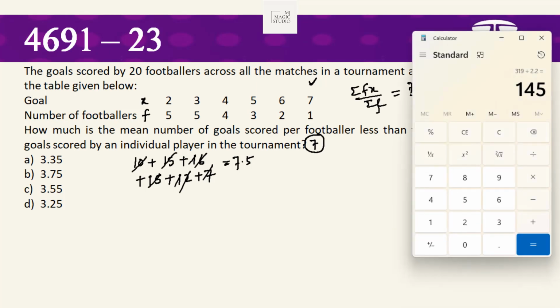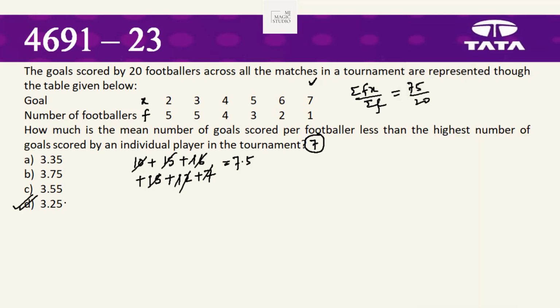So 75 by 20 minus 7 will give 3.25. That is the difference we are looking out for. Option D is the pick.